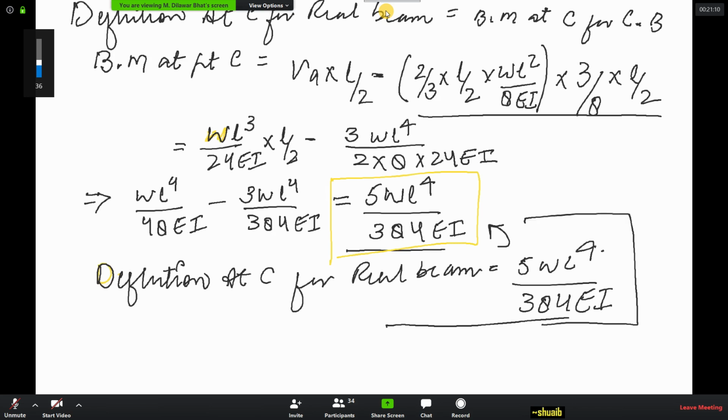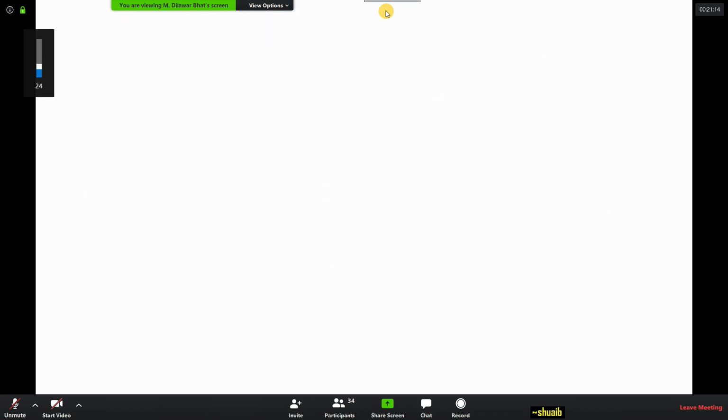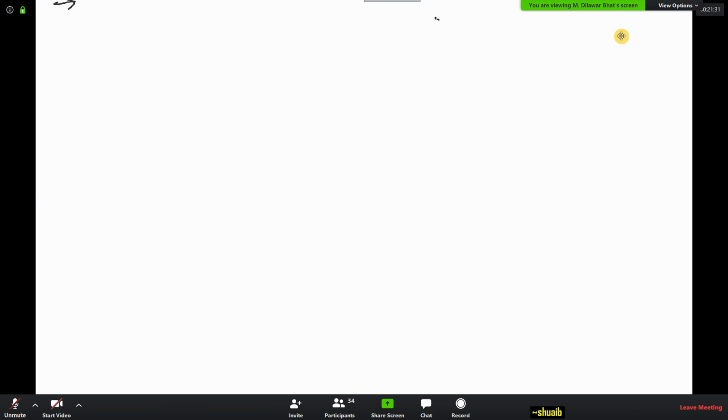This was with regard to this case. Now we will do a problem. In this problem, we have a simply supported beam, which is having two types of flexure rigidity throughout the length of the beam, and it is supported with a point load at the center. Let's say that beam is like this. Draw this beam.